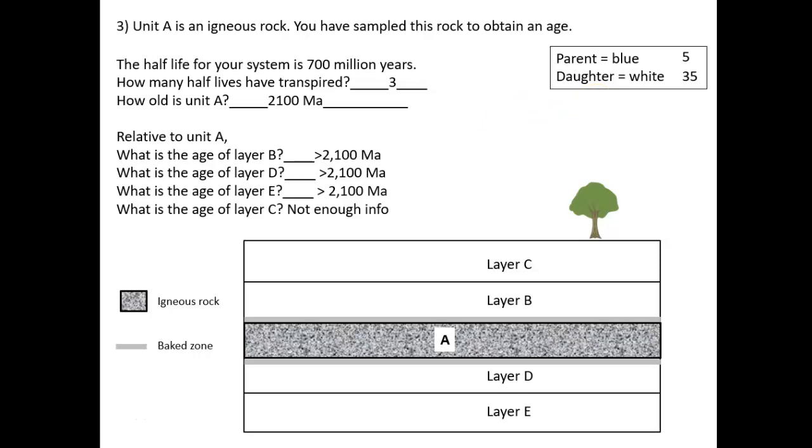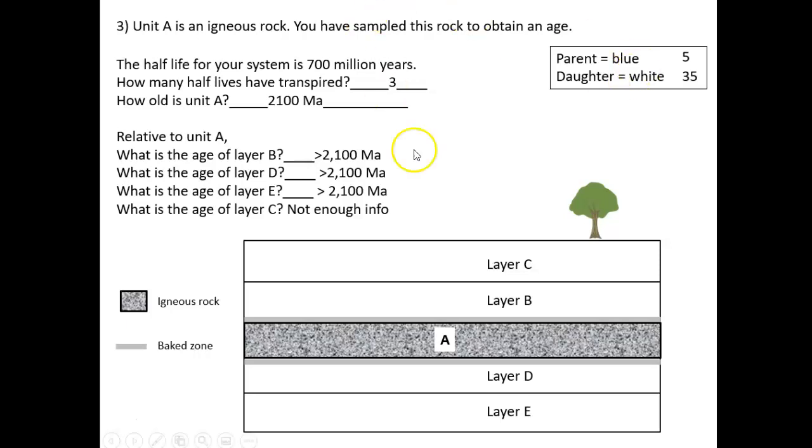What does the count look like after one half-life? We take 40, half of that. So after one half-life, I should have 20 parent, 20 daughter. And that would mean that one half-life has transpired. If that was what I saw, if I saw that I had 20 parent and 20 daughter, that would be one half-life. And the half-life of this system is 700 million years. That would mean that this rock would be 700 million years old. But I don't have that count, so I know it's more than one half-life.